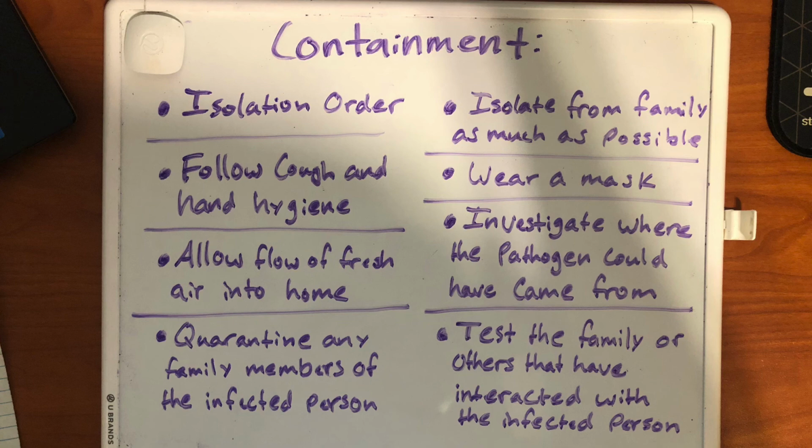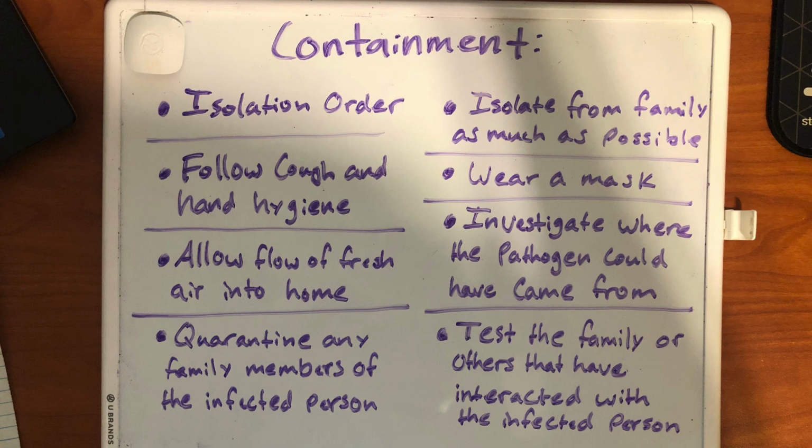Second, we have follow cough and hand hygiene, such as washing hands frequently and for the appropriate amount of time and always coughing or sneezing into your elbow. Third, we have allow constant fresh air flow into your home. So open a window so air does not get concentrated with bacterium. Fourth, we have quarantine family members of the infected person, because they may have been exposed.